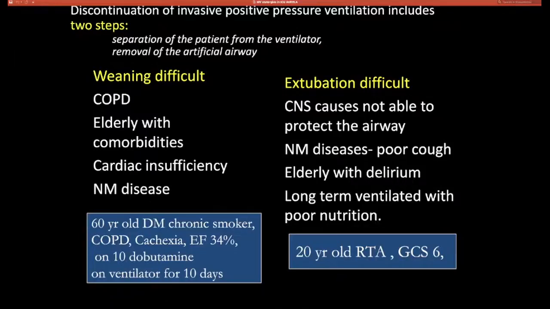This guy has good mentation, but his functional reserve is so poor. This guy may be having both weaning and extubation difficulties. And remember, in COPD patients with a smoking history, extubation onto NIV would probably be a good option.